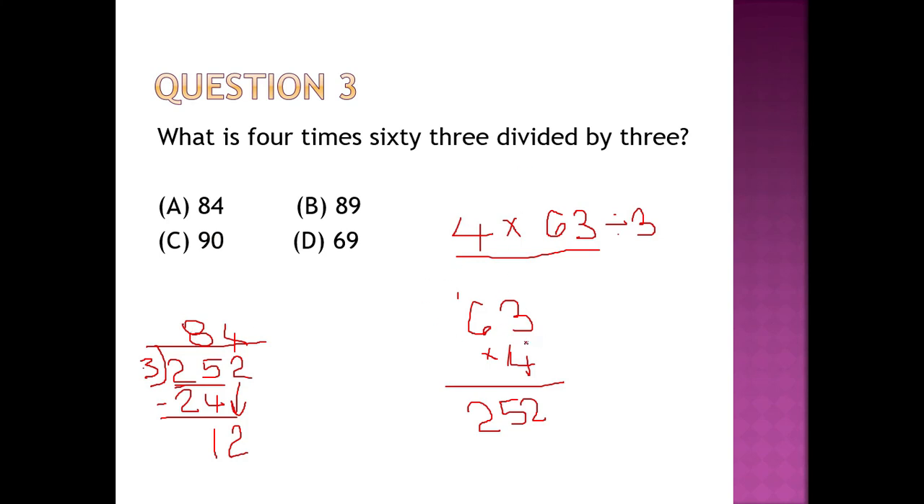So for this problem, all we did, we wrote out the problem in numbers. We multiplied 4 times 63. We did the first part first, and then we divided it by 3 over here. And so our answer is 84.